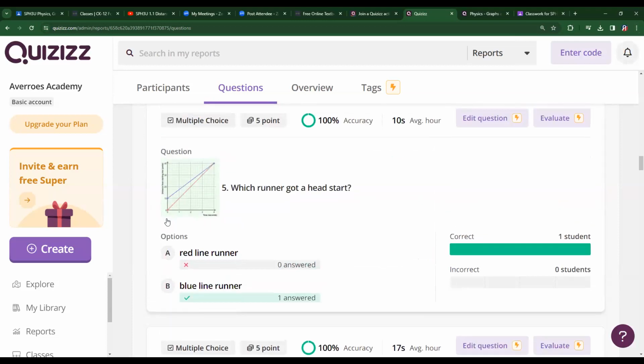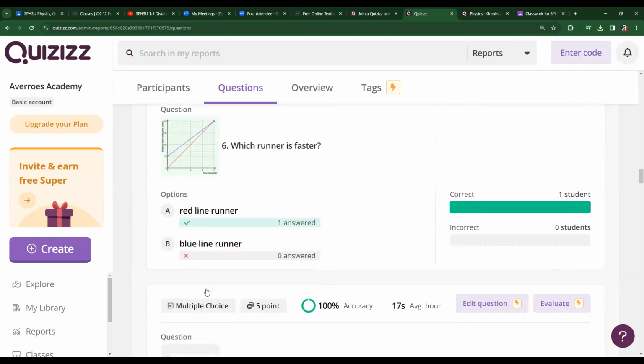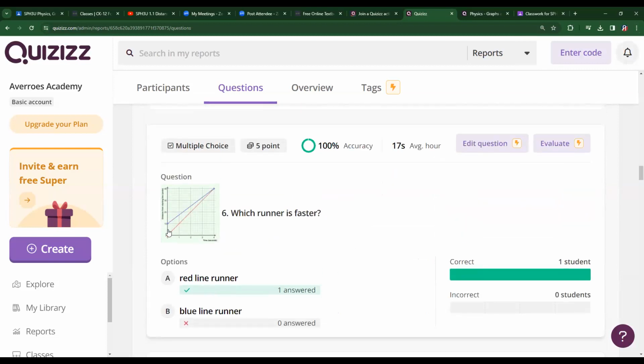Head start. Okay, who had head start? Blue one. So when time is 0, object that is represented by a red line started right away. But blue runner was already 10 meters ahead. So he or she had head start. Okay, faster. Okay, you did right. It's steepness of the line. So who has higher, bigger slope? A red line.